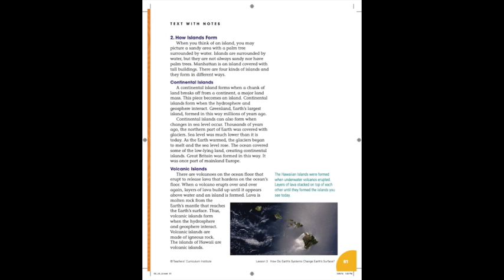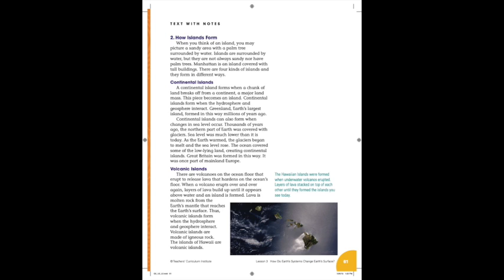Okay, the first kind of island we're talking about here are called continental islands. A continental island forms when a chunk of land breaks off from a continent, a major landmass. These pieces become an island. Continental islands form when the hydrosphere and geosphere interact. Greenland, Earth's largest island, formed in this way millions of years ago.